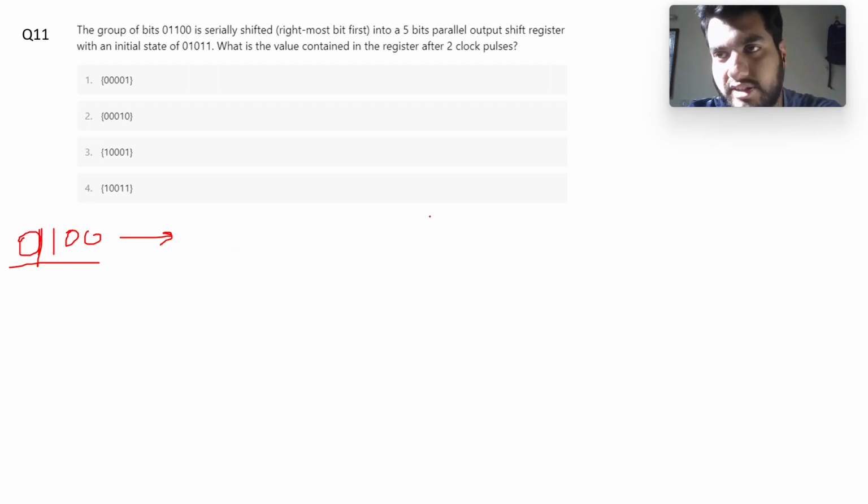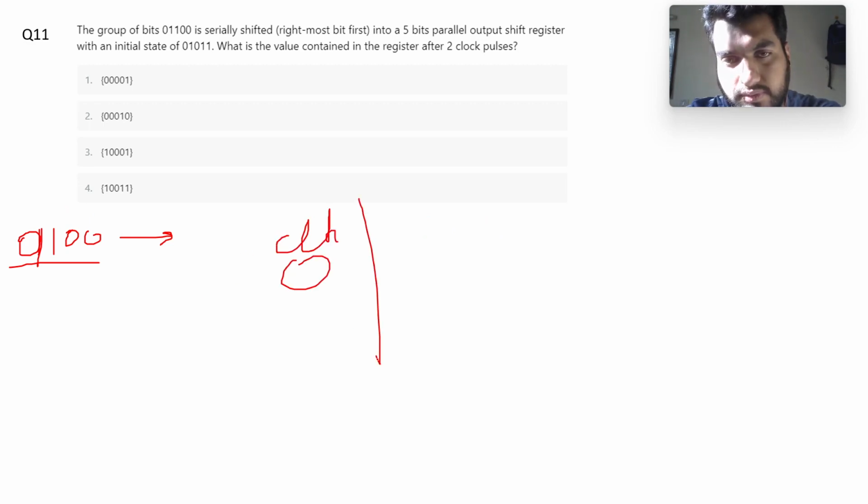So this is the serial in, serial out register, and it goes to parallel output register. So at clock equal to 0, my present state of which one?